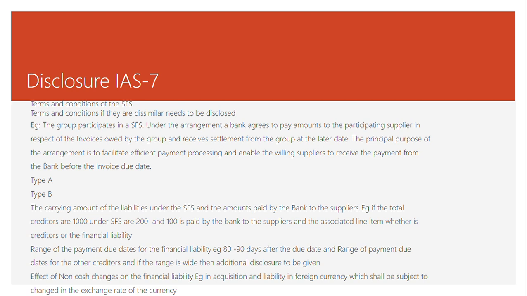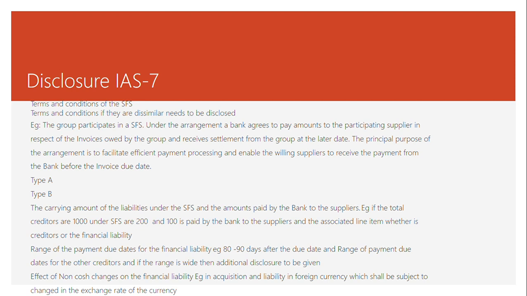Range of the payment due dates of the financial liability. Both for the SFS and the normal creditors, the range of the payment due dates is to be given. Example: 80 to 90 days after the due date is the range for the payment under the supplier financing arrangement, and 60 to 70 days is the range for the payment of the other creditors. That range needs to be given. If the range between the two is wide, then additional disclosure needs to be given.